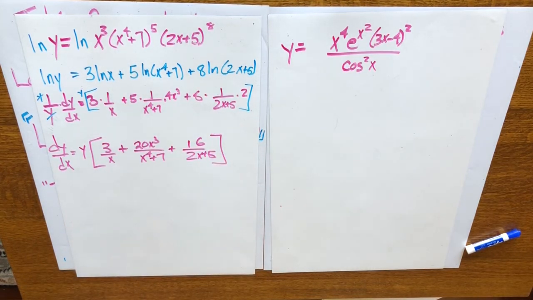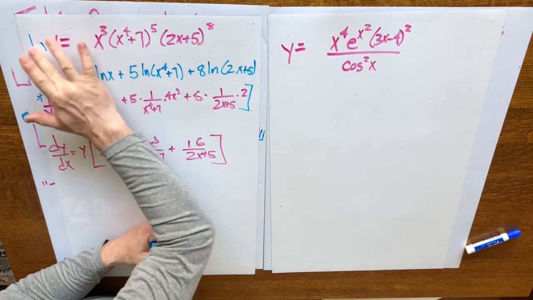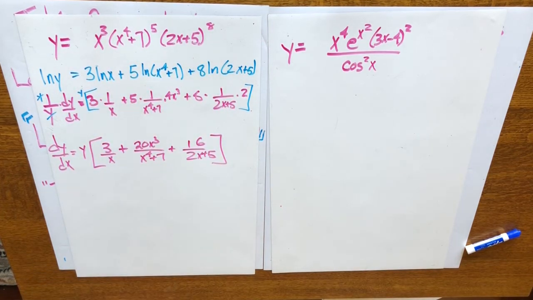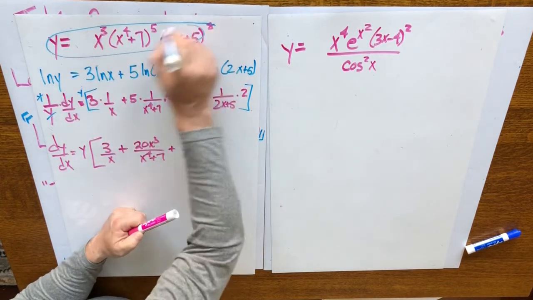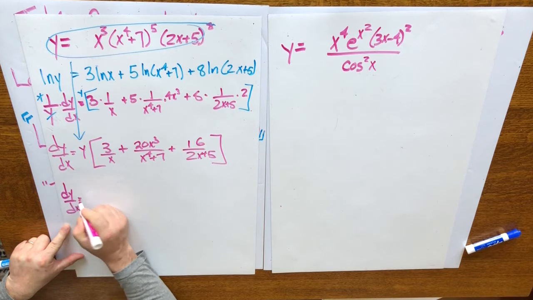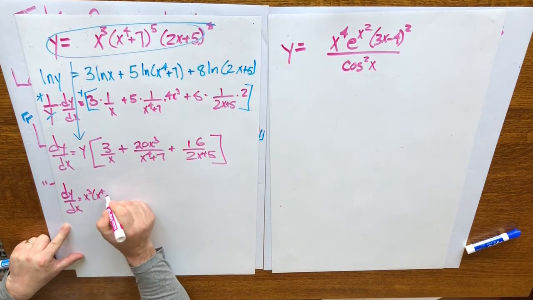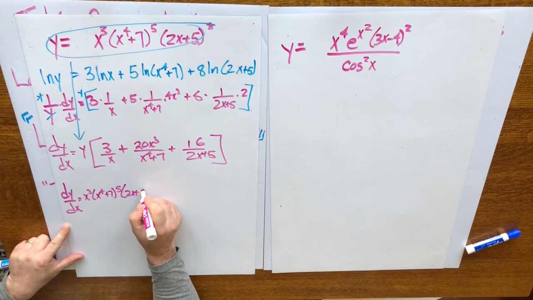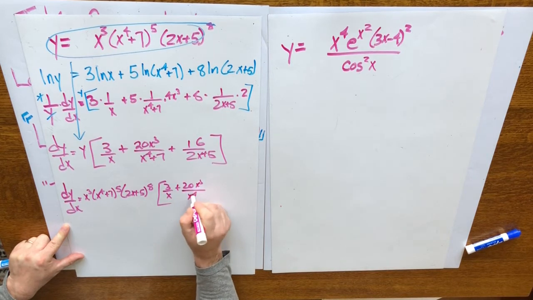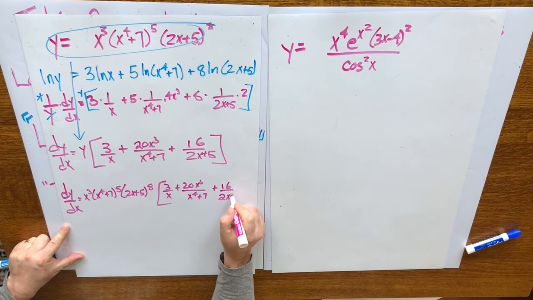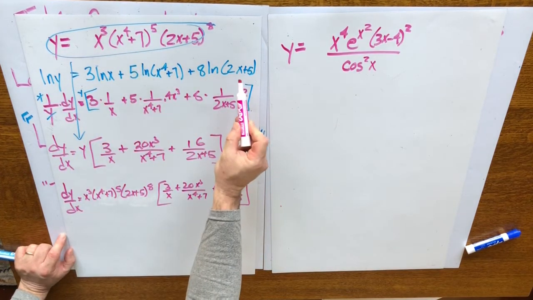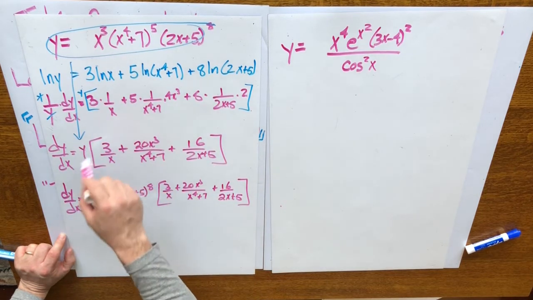So we're almost done this question. We just want to be reminded of what it was equal to originally. It wasn't an implicit function. It was y equals x cubed on the right hand side, an explicit function. So we want to substitute this in place of y. So your last line, a little bit of writing. dy over dx equals x cubed, x to the 4th plus 7, all to the 5th, 2x plus 5 to the 8th, square bracket, 3 over x, 20x cubed over x to the 4th plus 7, plus 16 over 2x plus 5. And that's all that we're doing today. Taking a complicated expression, taking the ln of both sides, differentiating implicitly, and then substituting back for this y.